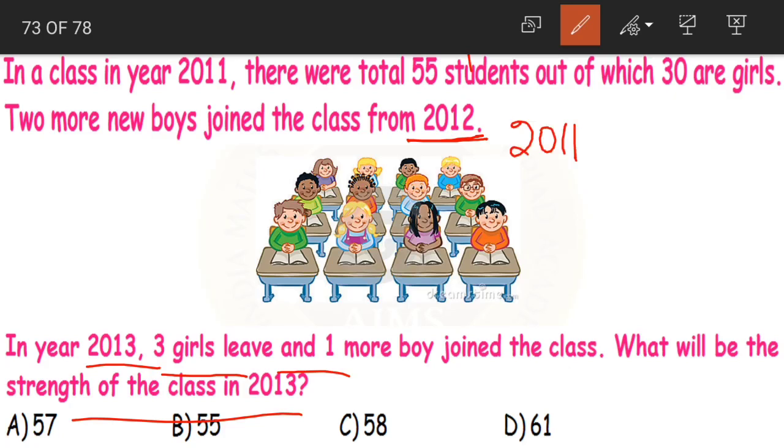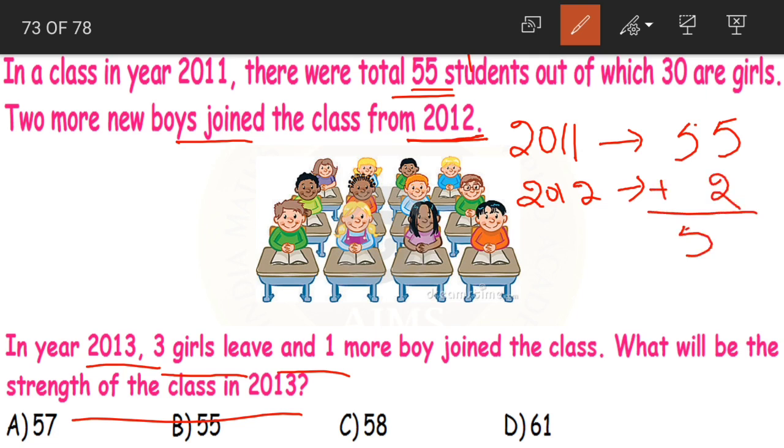First, in 2011, what happened? There were 55 students. Yes or no? Yes. In 2012, what happened? 2 new boys joined the class. So we need to add 2. 57 is the total strength in 2012.